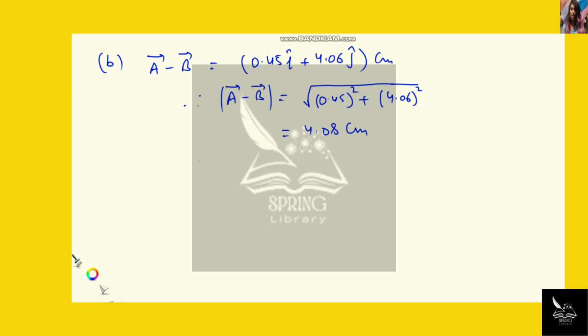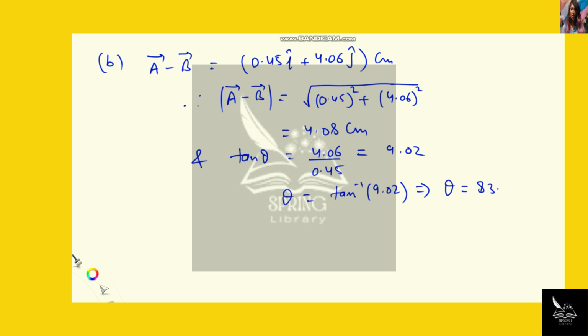Magnitude of A minus B, and to find its angle, tan theta will be given by y component 4.06 divided by x component 0.45, which is calculated to be equal to 9.02. So this theta will be given by tan inverse of 9.02, means this is 83.7 degree, again from the x-axis and again in the first quadrant.